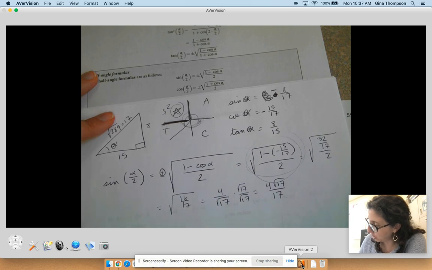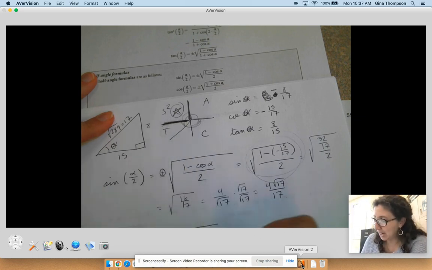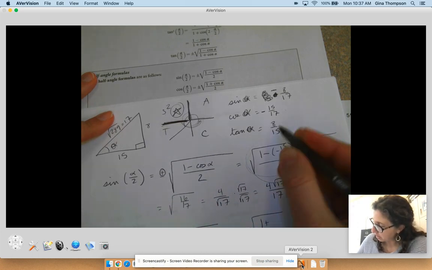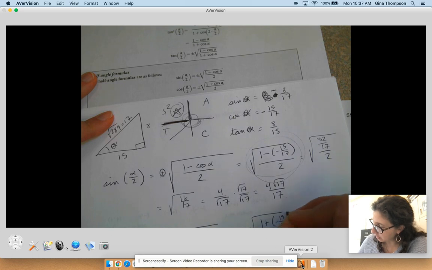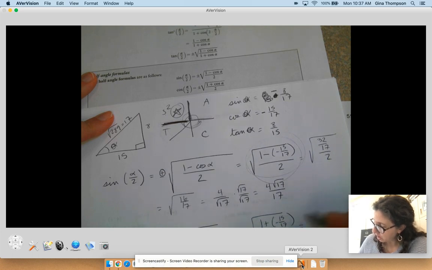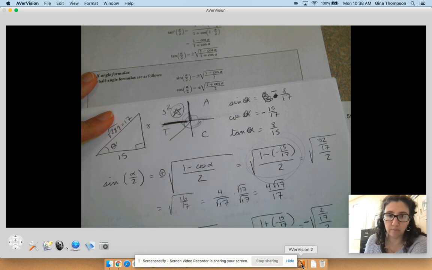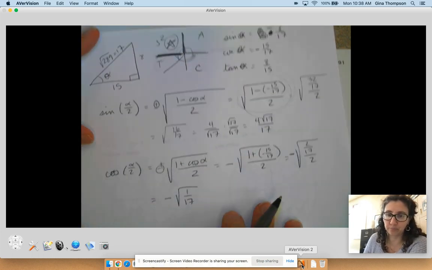Okay. All right, then what if we wanted to find cosine of alpha over 2? Cosine of alpha over 2 is plus or minus the square root of 1 plus cosine of alpha all over 2. In quadrant 2, cosine is negative, so I'm going to choose the negative. Plus negative 15/17 all over 2. So let's see, 17 minus 15, this is going to be the square root of 2/17 divided by 2. And it's going to be the negative. So negative 1 over the square root of 17. And let's just leave it there.